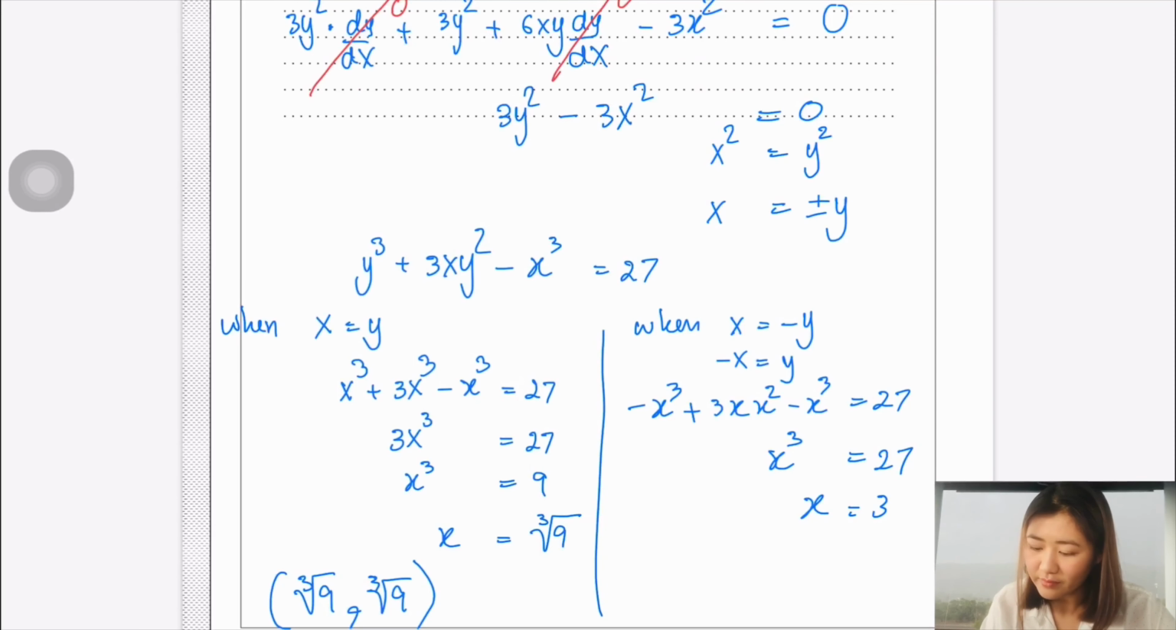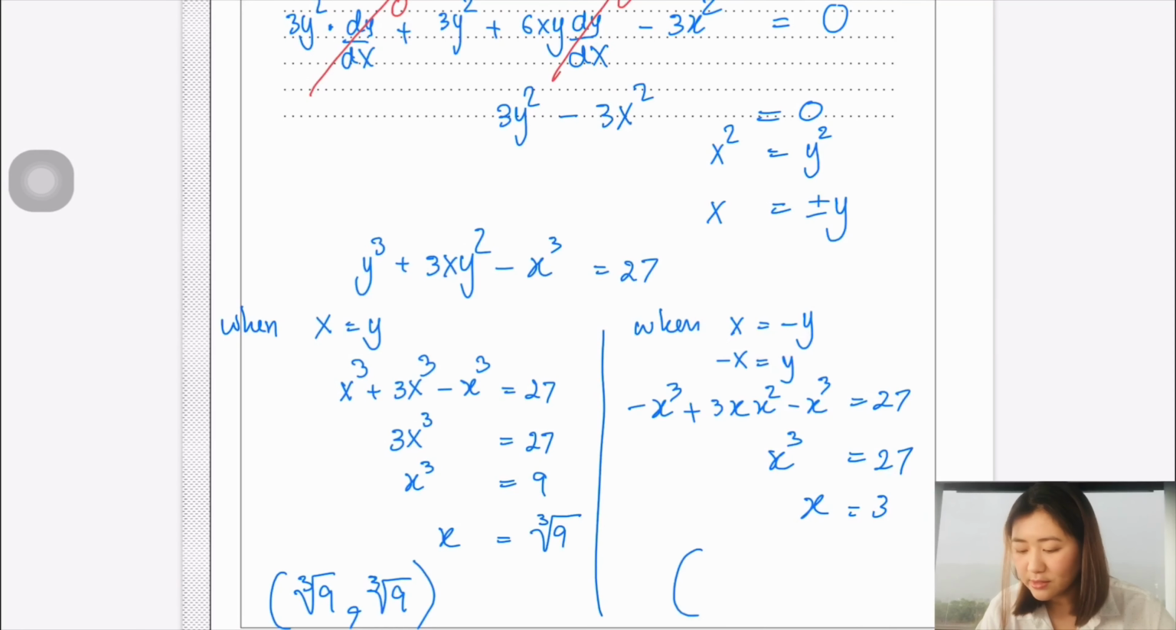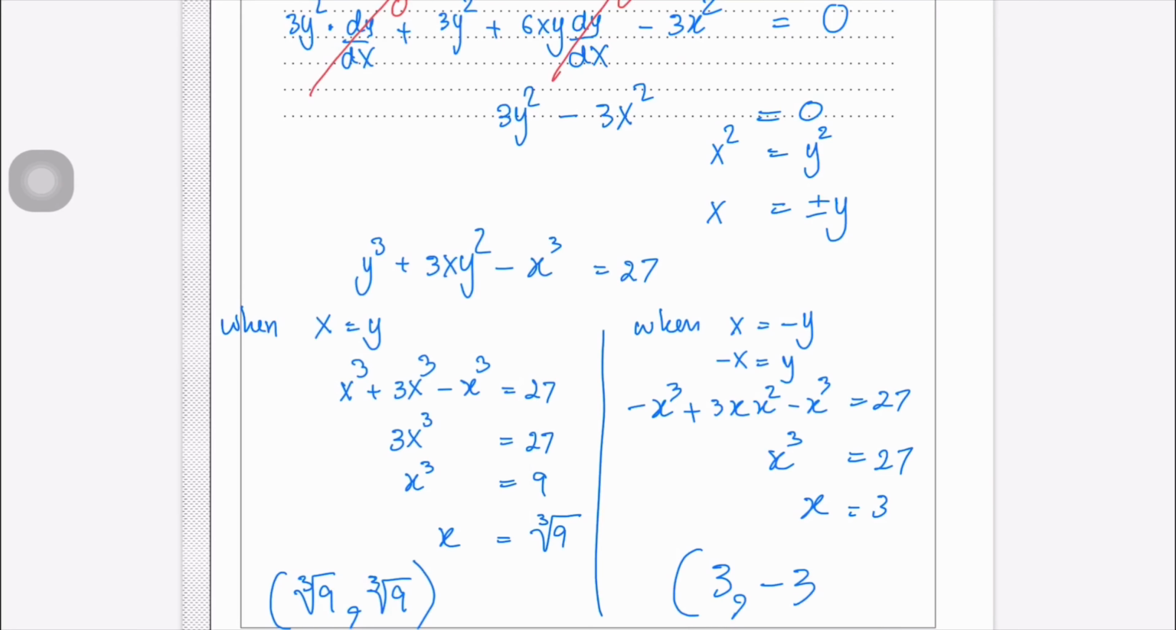And this one, x is 3, the condition is x equals minus y, therefore y is minus 3. So the coordinate is (3, minus 3). Okay.